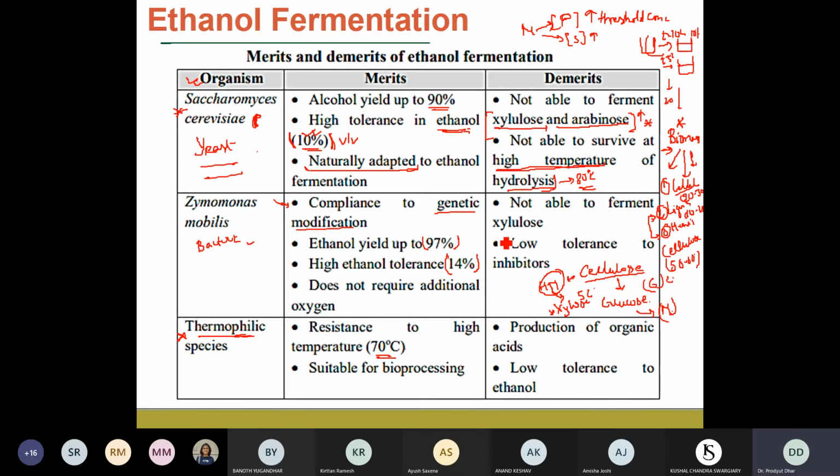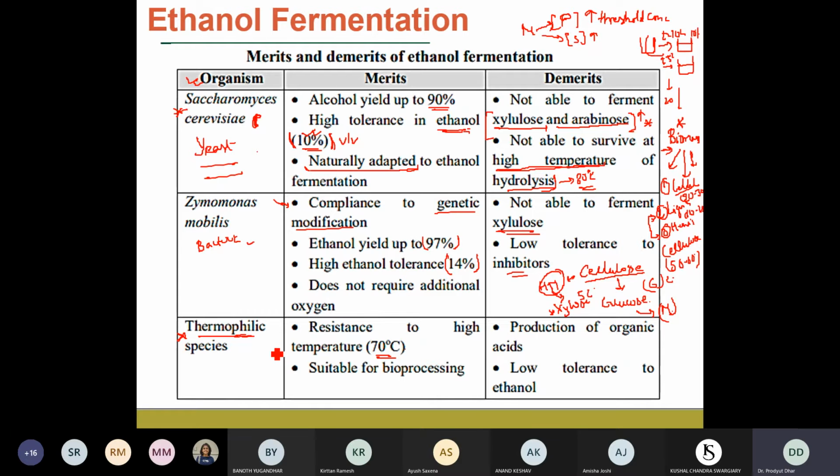Now, if you look at the disadvantage of Zymomonas mobilis, it is not able to ferment xylose, but it has the ability to ferment, for example, arabinose. Okay, and they also have a low tolerance to the inhibitors. So the inhibitors that are produced in the fermentation, this particular bacteria cannot grow under those conditions.